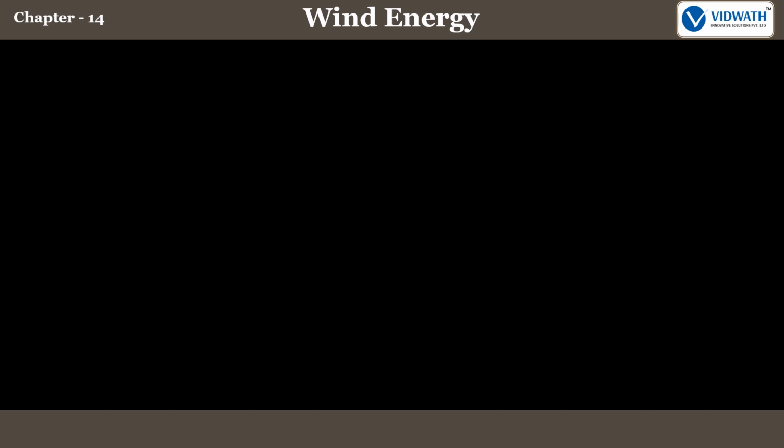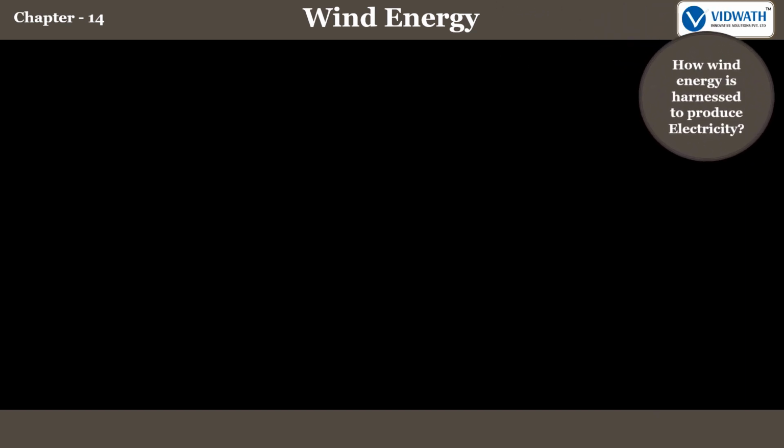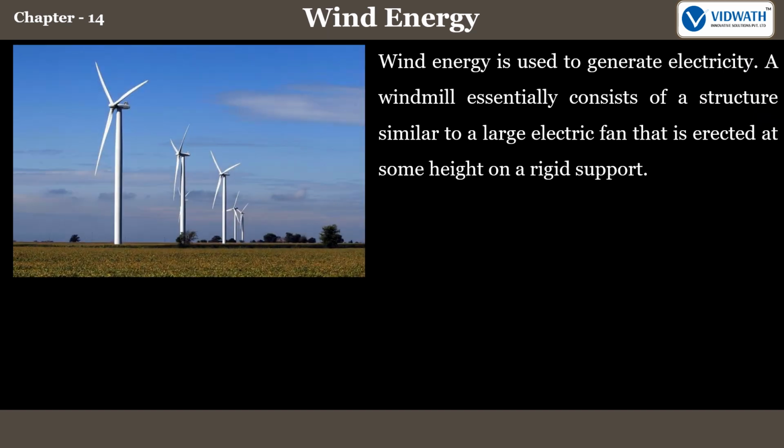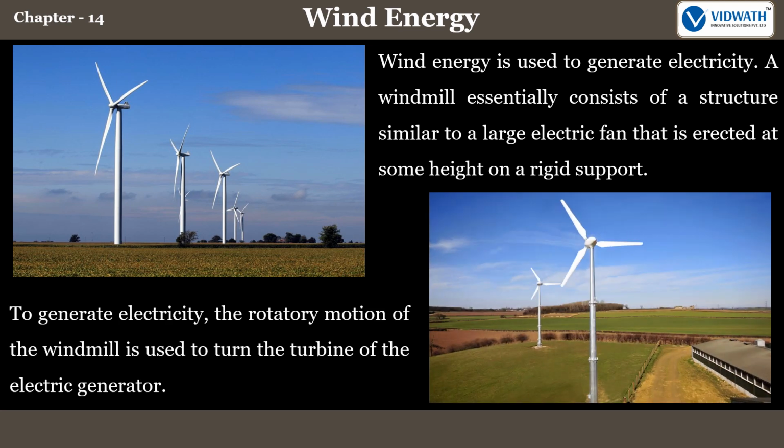We shall now see how wind energy is harnessed to produce electricity. Wind energy is used to generate electricity. A windmill essentially consists of a structure similar to a large electric fan that is erected at some height on a rigid support. To generate electricity, the rotatory motion of the windmill is used to turn the turbine of the electric generator.